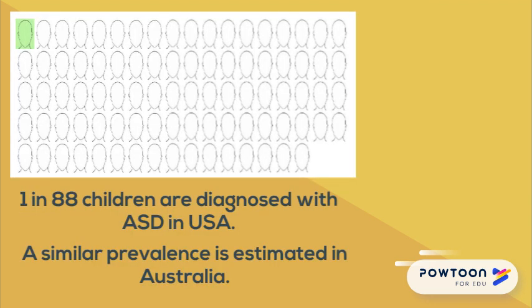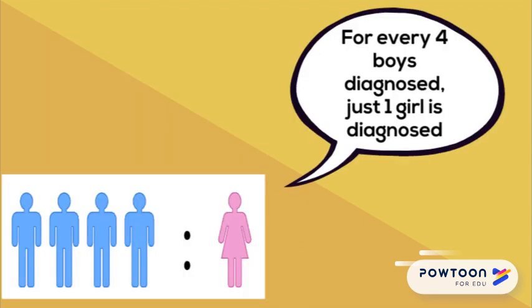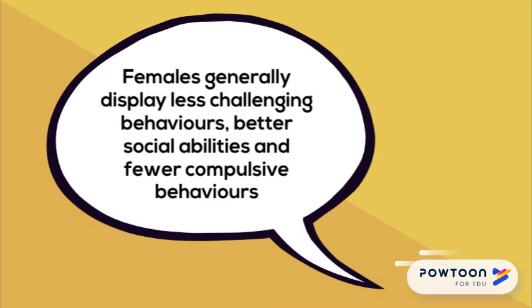Tony Atwood reports that 1 in 88 children are diagnosed with ASD in the United States of America, with a similar prevalence estimated in Australia. Kreeser and White suggest ASD is considered a predominantly male disorder. Fombone reports a gender ratio of diagnosis as 4 males to every 1 female. Females generally display less challenging behaviours, better social abilities and fewer compulsive behaviours according to Atwood, Fattery, Gilberg, Coleman.